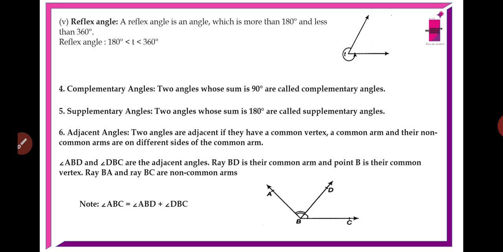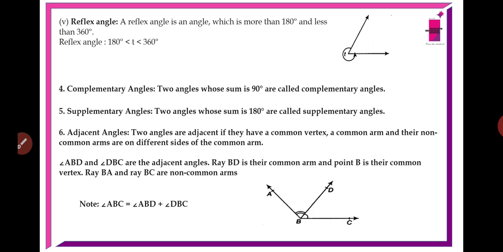You can take 40 and 50 as the measures of angles A and B. So 40 plus 50 equals 90. Now angles A and B are complementary to each other. That is, angle A is complementary to B and angle B is complementary to A. And here the angle which is complementary to itself is 45 degrees, because 45 plus 45 equals 90. So the angle complementary to itself is 45 degrees.